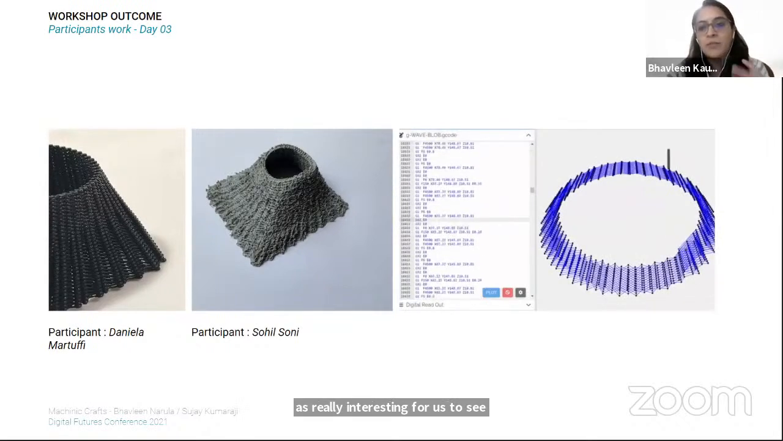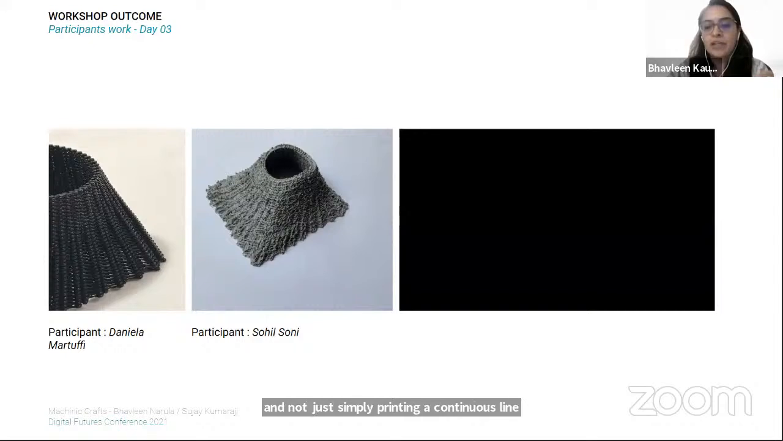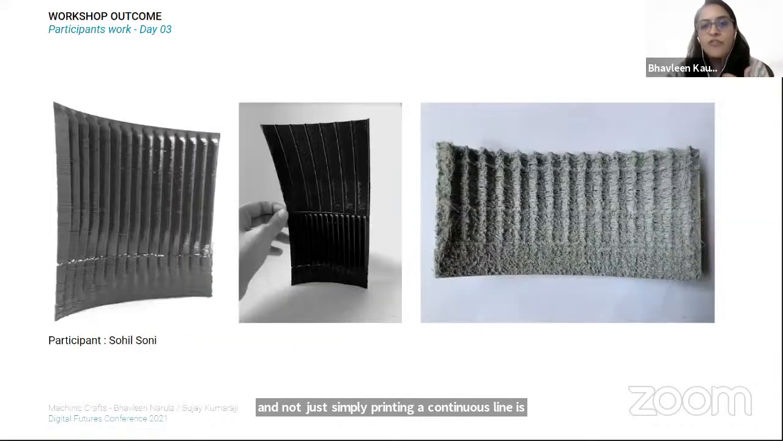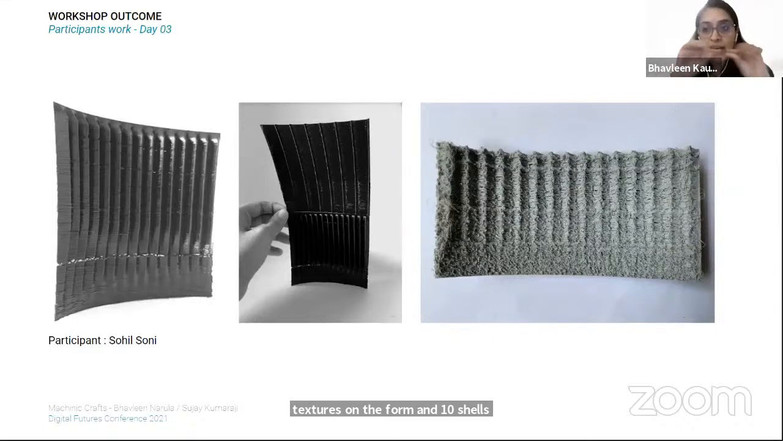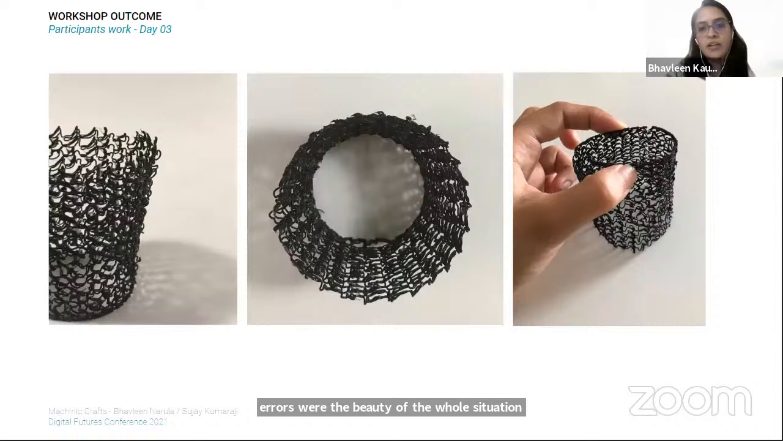Similar processes of making blobs and not just simply printing a continuous line was taken in order to create different textures on the form. And thin shell structures or thin shells could be made much stronger, much more printable by adding blobs or doing the manipulation of the print toolpath. So the folds or blobbing was a method that was used to create thin shells, and of course the errors were the beauty of the whole print. They were informative. The errors were almost like textures. They were also generating new properties for these prints.